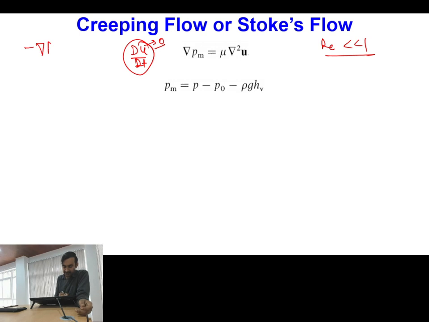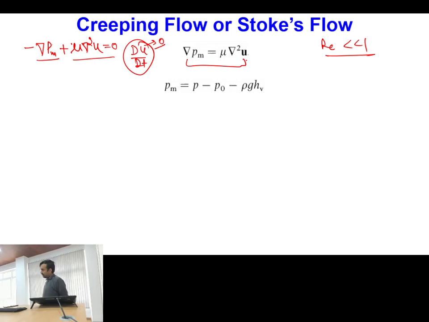One is minus the gradient of pressure, and this pressure, if I write it in the form of modified pressure, already has the hydrostatic portion included, already subtracted, like the body force is already accounted for. Then I need not separately write rho g h. So then this plus mu times the Laplacian of the velocity field is equal to 0. This is my simplified version of the momentum equation. Here Pm is nothing but P minus P naught minus rho g h, so the rho g h field is already included in the pressure term.